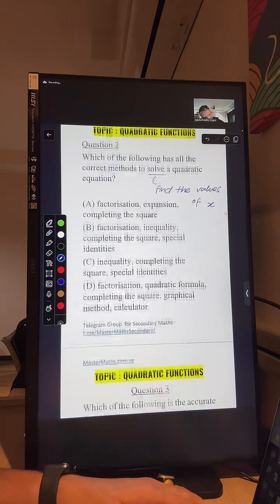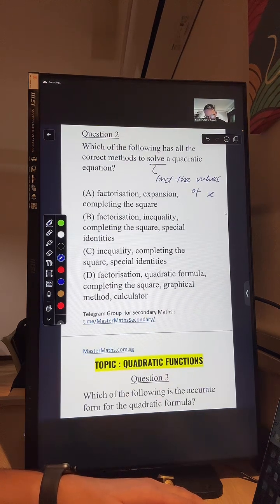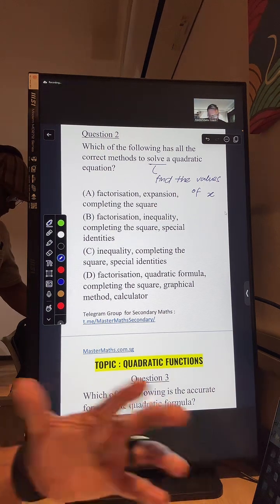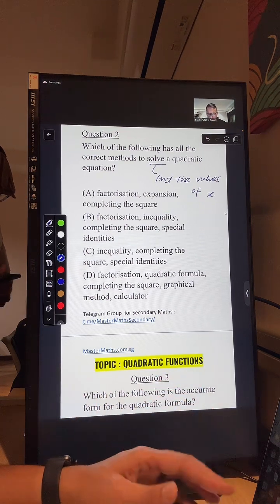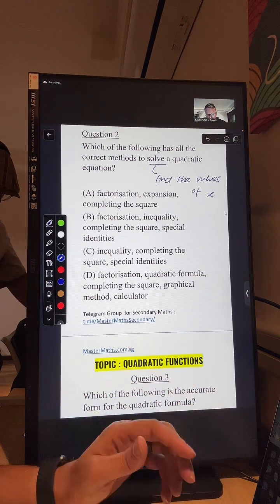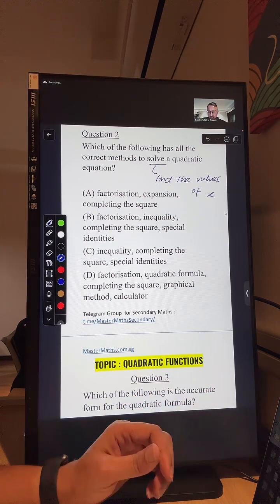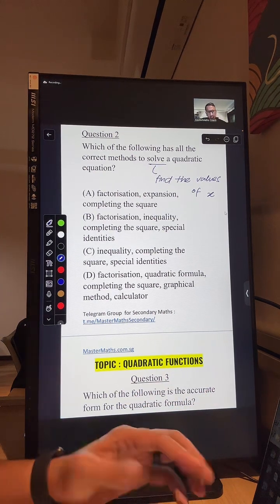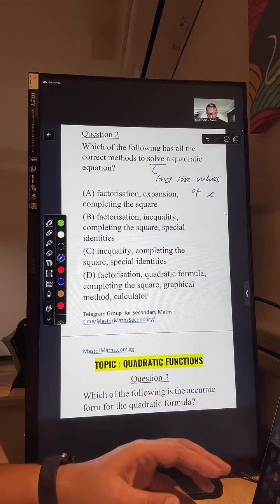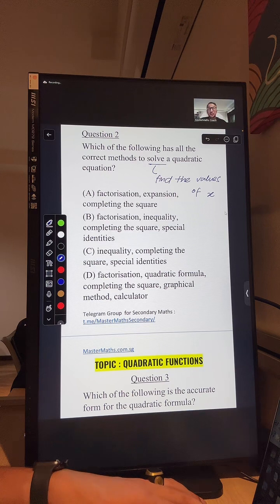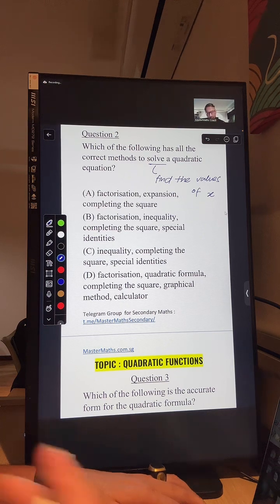Okay, let's look through A, B, C, D here. Factorization, expansion, completing the square. Factorization is part of solving it, but it's not the method. That is the name of the method. You can use the method of factorization. Expansion, you might need to expand, but to call it one of the methods that you need to solve the quadratic equation, perhaps not quite correct. And then completing the square, definitely completing the square. I'm sure many of you, if you have gone through Sec 3, or maybe you're even in Sec 4 doing your O-levels this year, have done completing the square before to solve a quadratic equation.